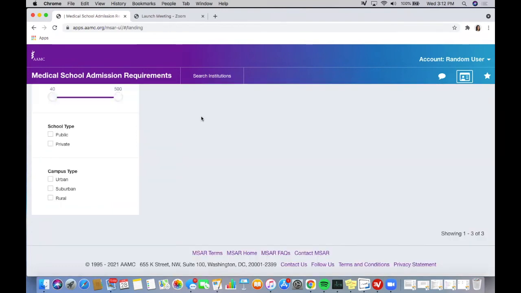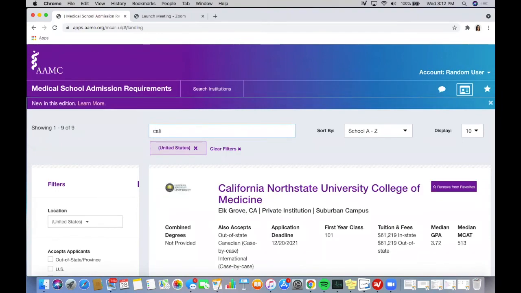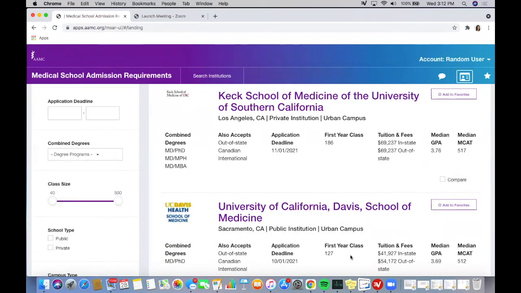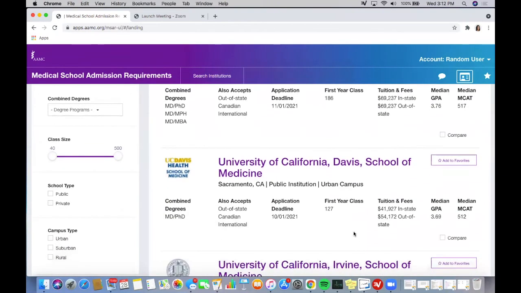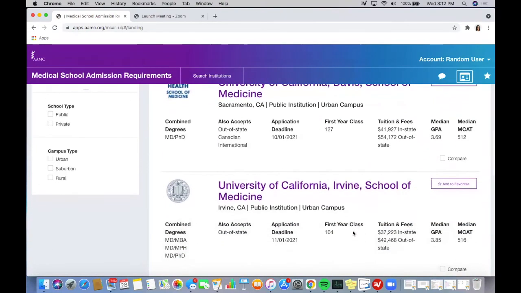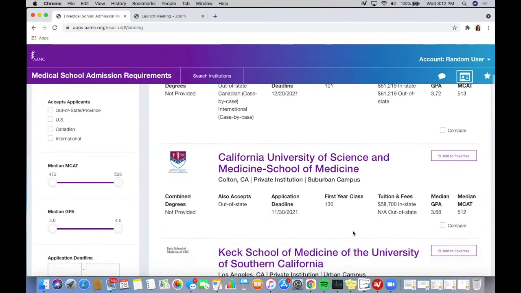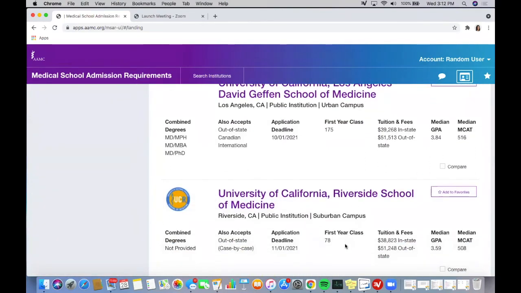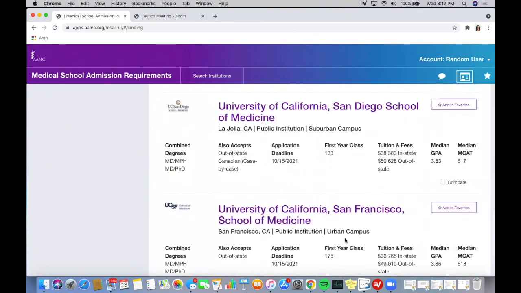Now let's look at, let's say, a California medical school, okay? Everybody wants to go to California. And even though I, let's say, live in New York, I still think I have a pretty good shot at getting into a California school. So I'm going to scroll down here and see which California school has an MCAT that's closest to mine, right? And I'm going to try for that one.